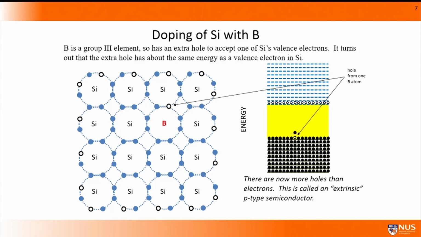All right, now let's look at the other case. What if I use boron instead of phosphorus? If I take out one of the silicon atoms and replace it with boron, which is a group 3 element, then boron will not be able to fill in all of those states in the silicon lattice.